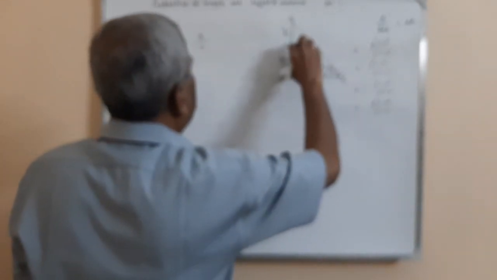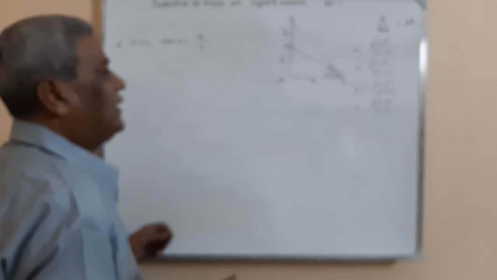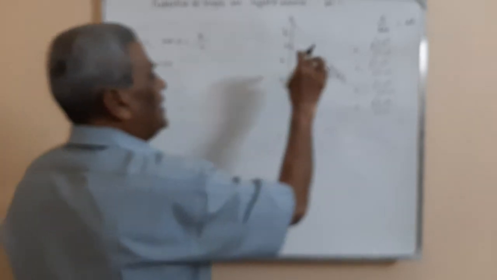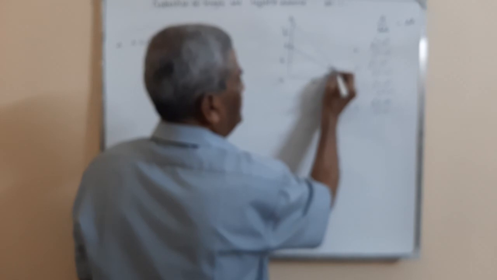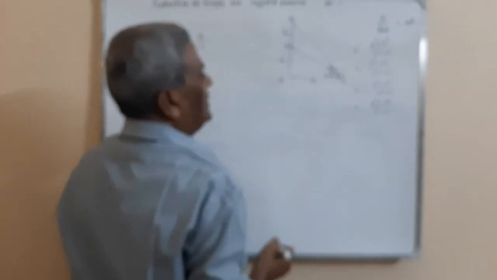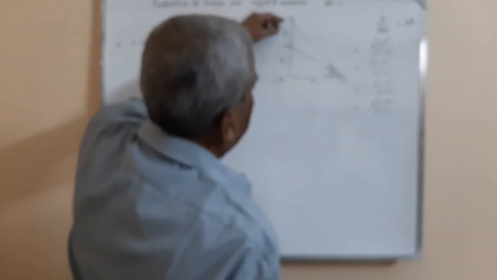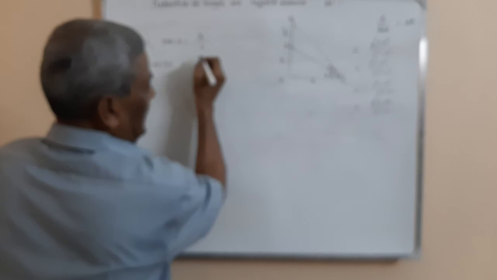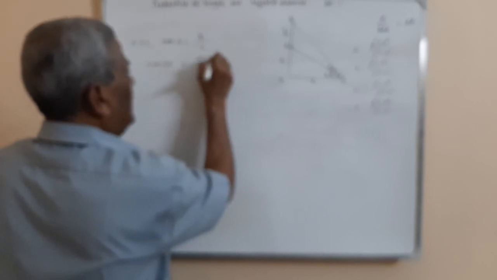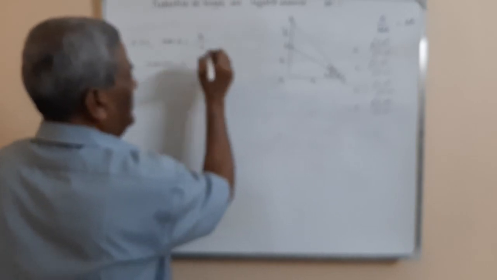Tan alpha is height B divided by base A. Tan of 2 alpha: this together is 2 alpha. This angle is 2 alpha. Its height is B plus H and base is A. So tan 2 alpha is equal to B plus H divided by A.